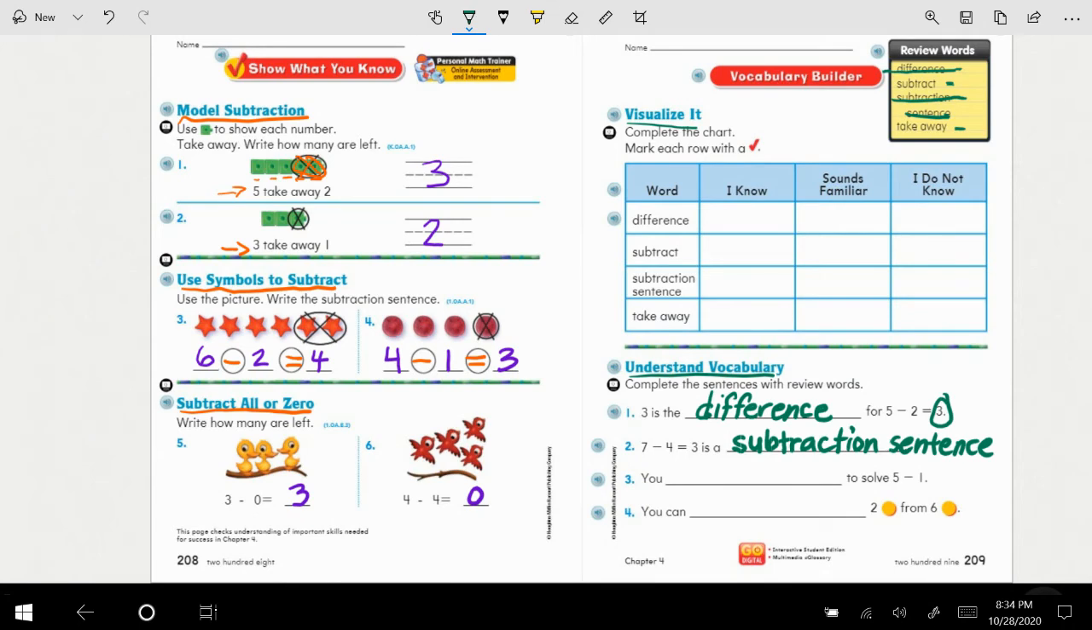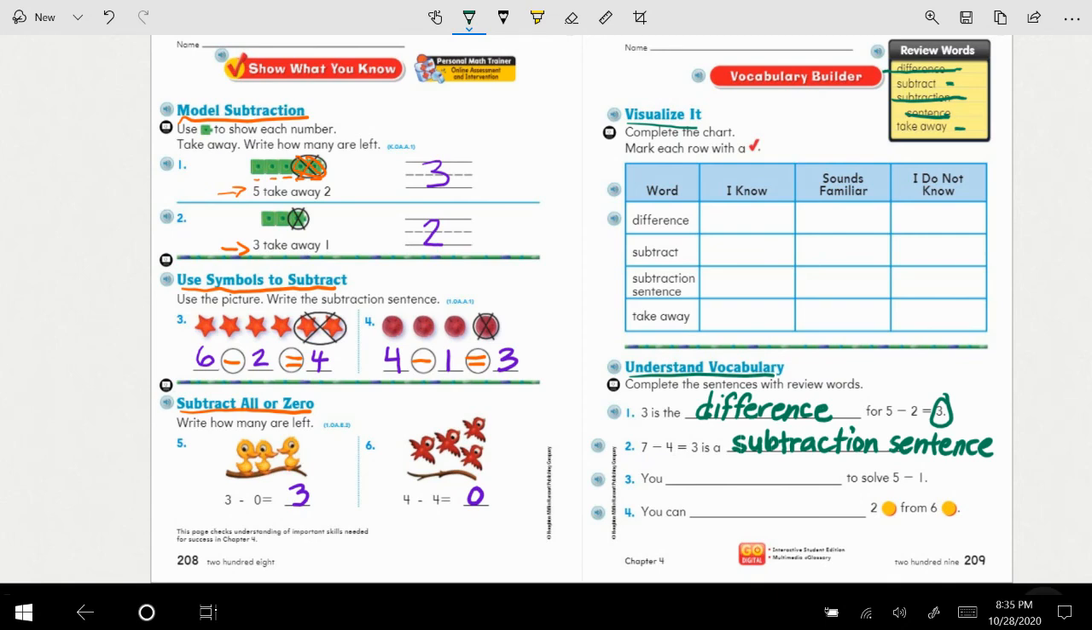Okay, number 3, you blank to solve 5 minus 1. We have left in our yellow box, you subtract to solve 5 minus 1 or you take away to solve 5 minus 1. Which one do you think it is? Do you feel like they both could work? Let's look at the next one and decide which one fits there better.